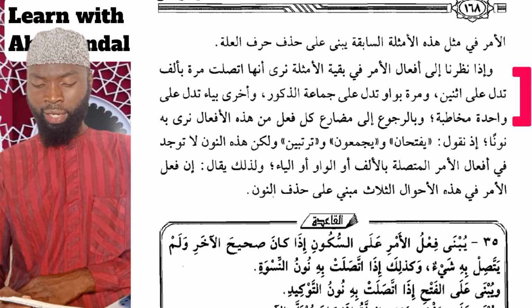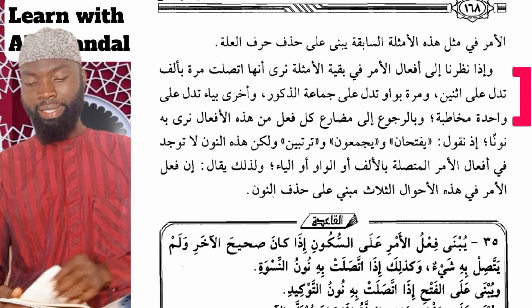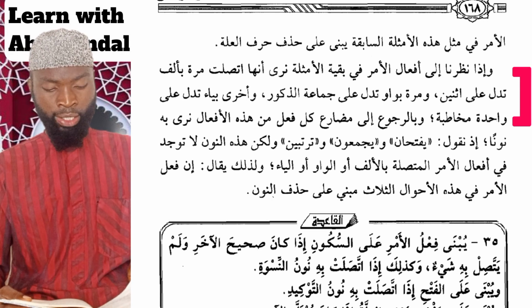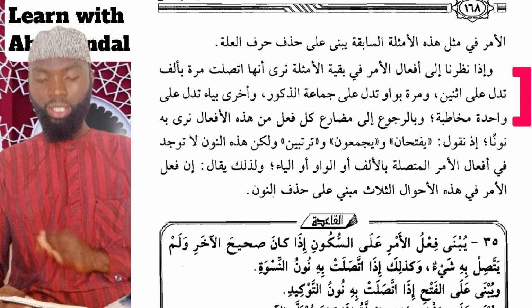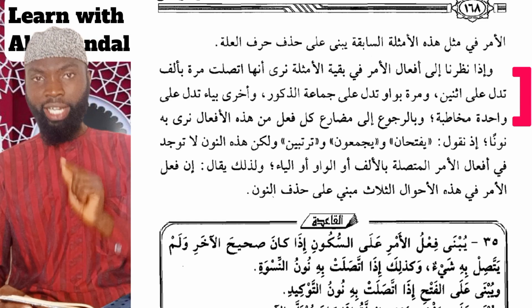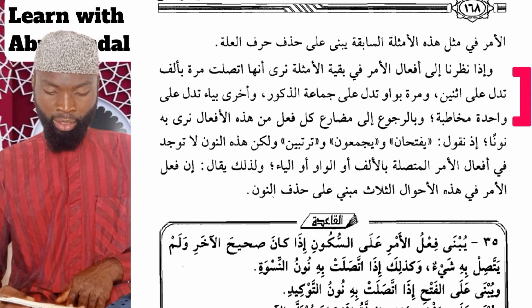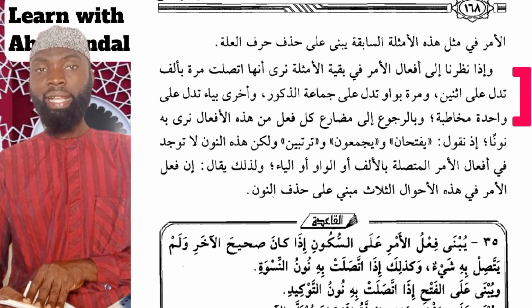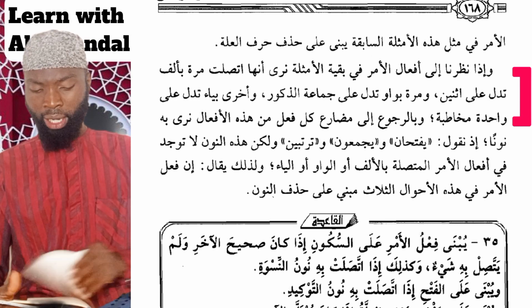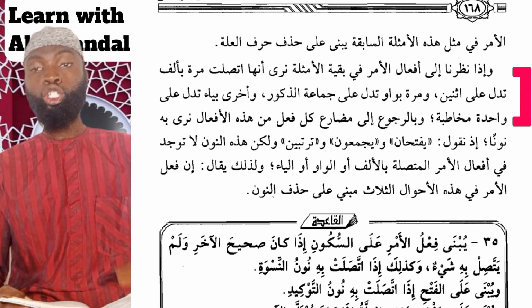وإذا نظرنا إلى أفعال الأمر في بقية الأمثلة. But if we look at the remaining command tenses in the remaining examples number 16 to number 24, نرى أنها اتصلت مرة. You find out that sometimes there is an attachment of alif. That is, for example, number 16 to number 18. تدل على اثنين, and this alif is a sign of dualism. It's a sign that this command tense is referring to two people. Like example number 16, we see iftaha nawafid al-hujra. Iftaha means you are commanding two people to open.